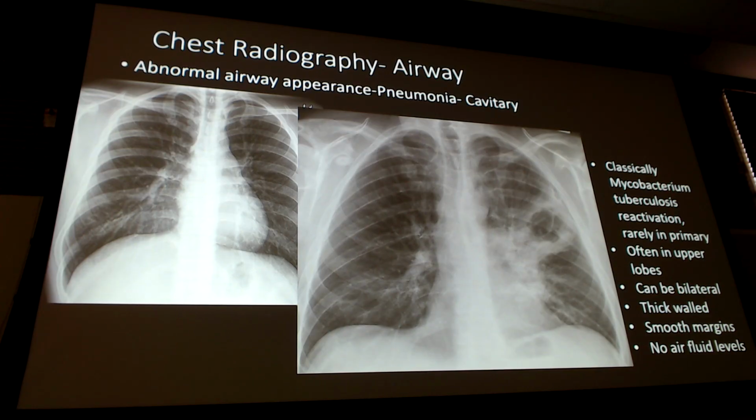Thick wall, smooth margins, no air fluid levels. Do you notice how we don't see any air fluid levels? I don't have a nice little line of fluid sitting in this cavity, right? That'll become important later when we start looking at cysts in the lungs. And how do I tell the difference between something that looks like a cyst and something that's a cavitary pneumonia or a cavity? Cysts have air fluid levels, cavities do not.